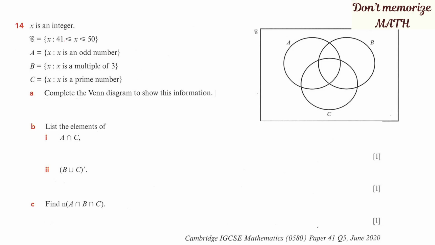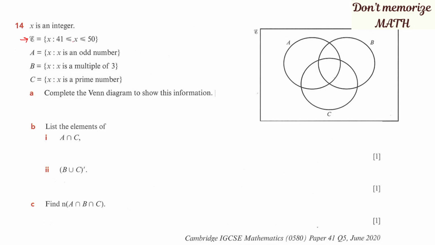So let's start. x is an integer. So what do you mean by integer? Integer means 0, 1, 2, 3, etc. and also minus 1, minus 2, minus 3, etc. So they are called integers. Okay. So we are taking some integers. So don't worry about the sentence because the universal set is already given.